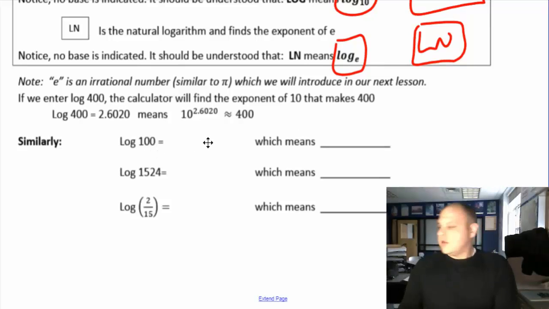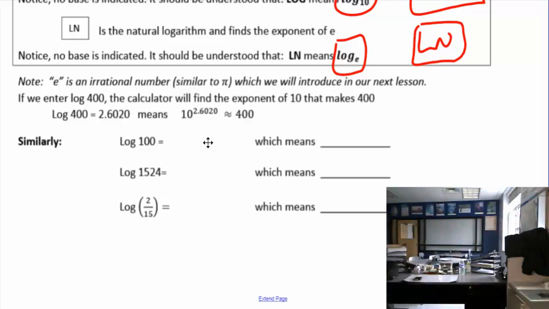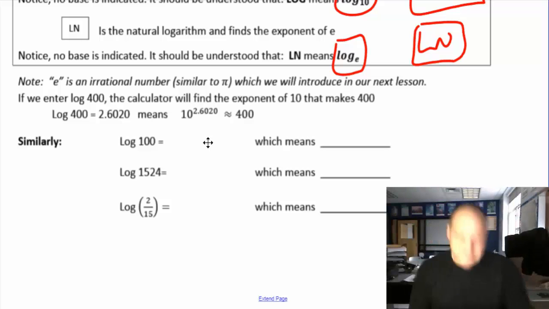So log 100. All right, so we need our calculator. Be right back. I'm back. All right, so log 100. We're just going to type that in, and it's 2. I know you can't see that. Log 100 gives you 2 in the calculator, which means what?